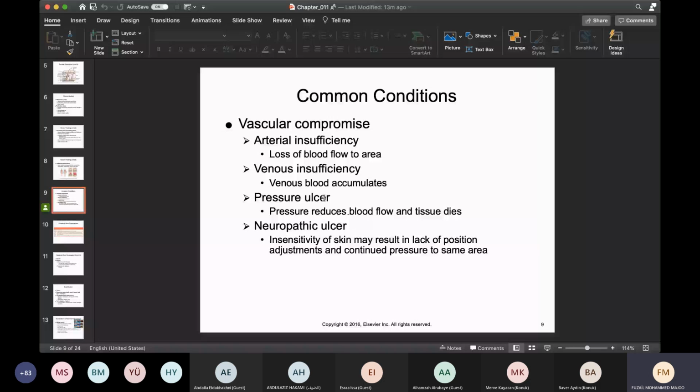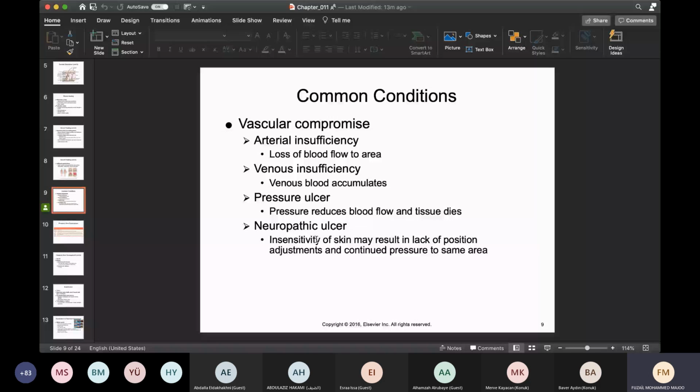Now, pressure ulcers as well. Pressure ulcers can also reduce blood flow. Once that happens, then tissues start to die. Why? Because they're not getting their nutrients, they're not getting oxygen as well, and they're not getting the waste products removed, so this starts to accumulate. The tissue starts to rot.